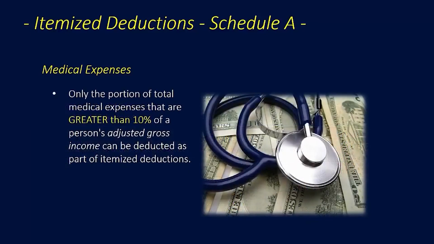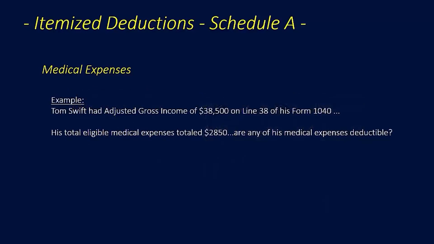Only the portion of total medical expenses that are greater than 10% of a person's adjusted gross income, or AGI, can be deducted as part of itemized deductions. For example, Tom Swift had adjusted gross income of $38,500 on line 38 of his Form 1040. His total eligible medical expenses totaled $2,850. So let's find out if any of his medical expenses are deductible.